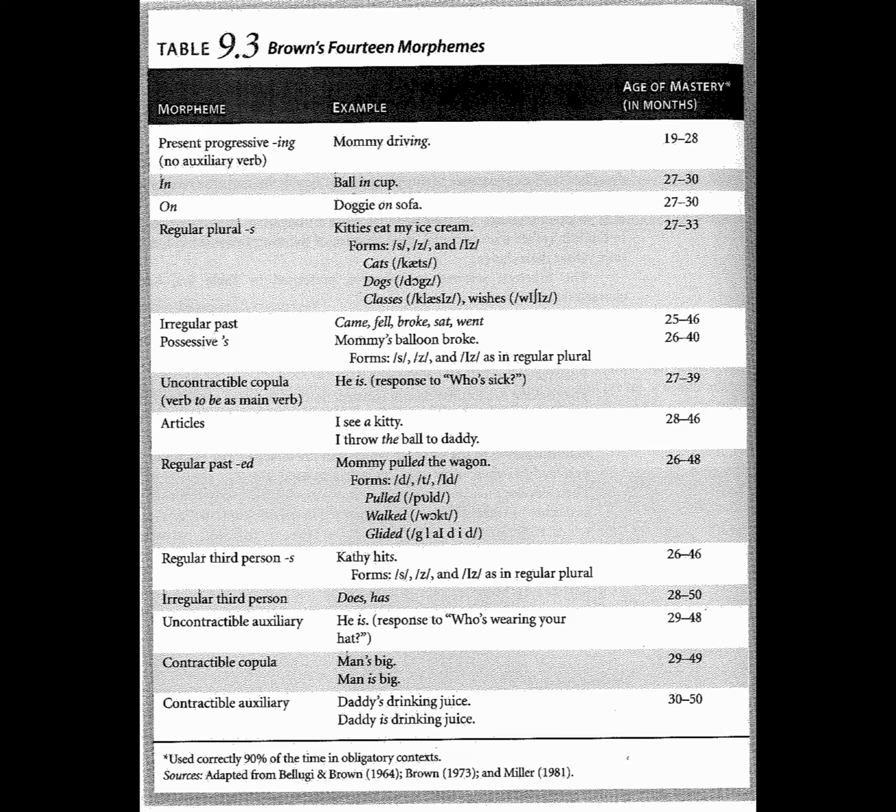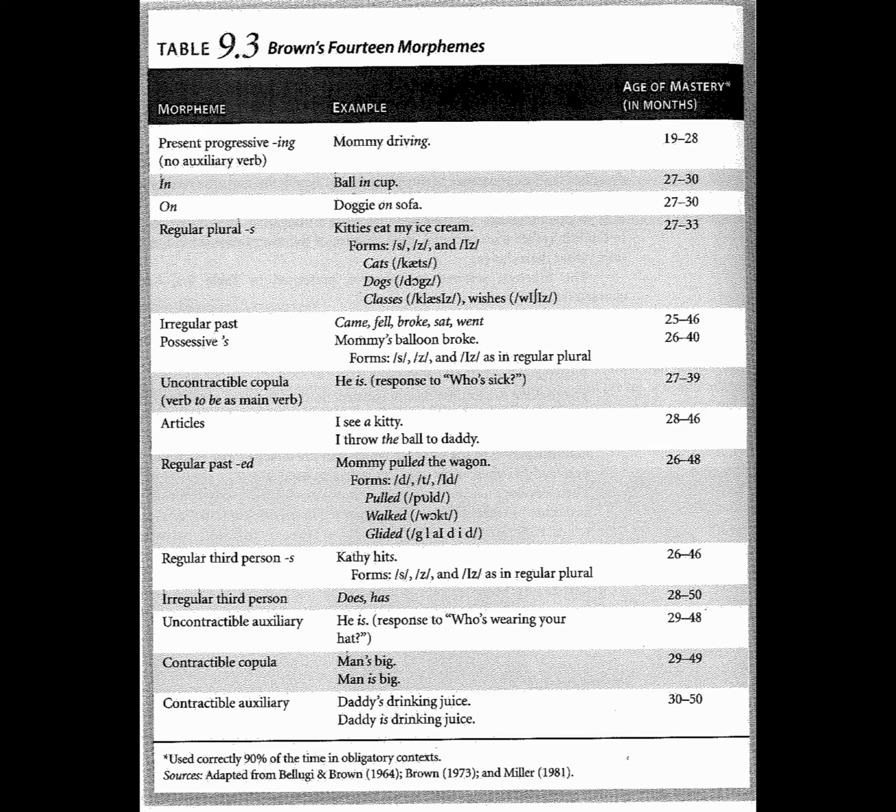Using both the phonemes in the previous slide and the morphemes in this slide, you can determine whether a child is on track for expressive language and syntax development. At the bottom of this page, there's a note that says mastery means the child uses the morpheme appropriately 90% of the time in obligatory context.